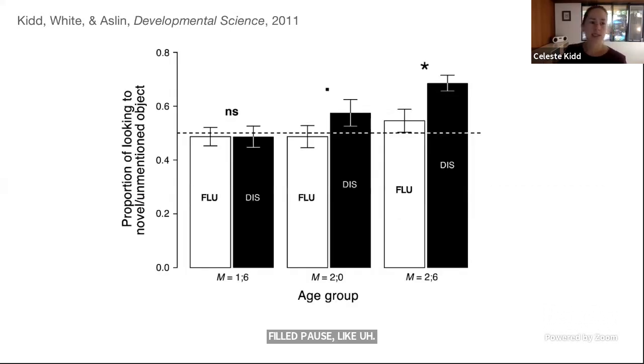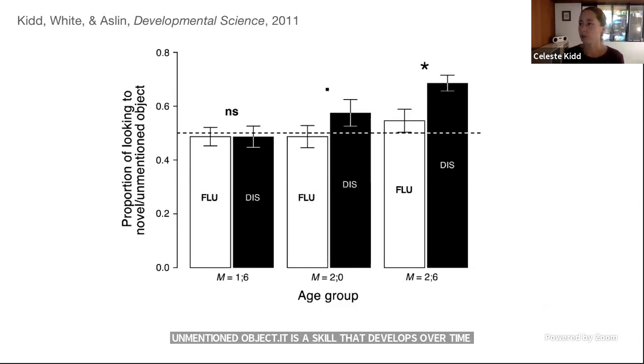And what we found is that this is a skill that develops over time and starts to emerge around 2 years of age and continues to develop through the early portion of a kid's life. This is something that adults are able to do, as adults are able to use this cue in order to anticipate what somebody is going to talk about next. And even young kids, although they're not saying very many words themselves, have picked up on this statistical regularity.